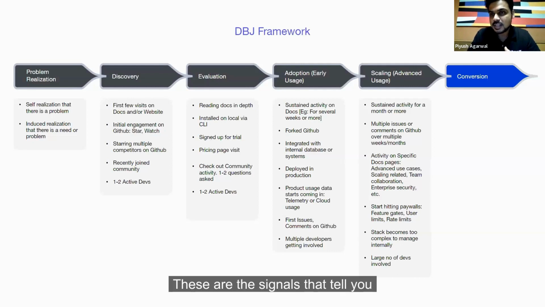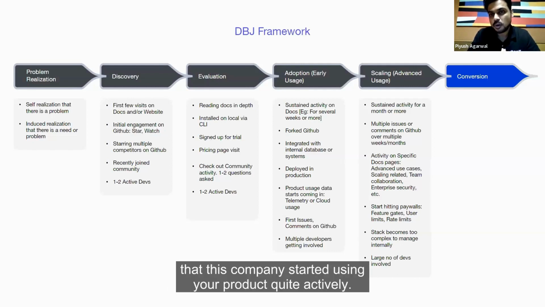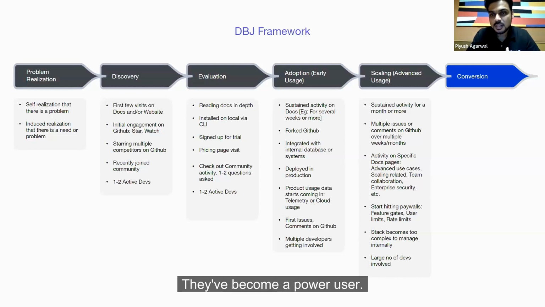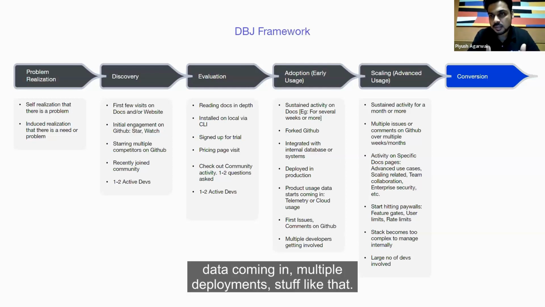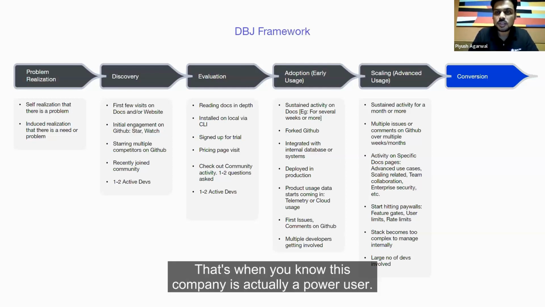So these are the signals that tell you that this company has started using your product quite actively. They've become a power user. They're looking at the advanced features. You have a lot of product telemetry data coming in, multiple deployments, stuff like that. And that's when you know this company is actually a power user.